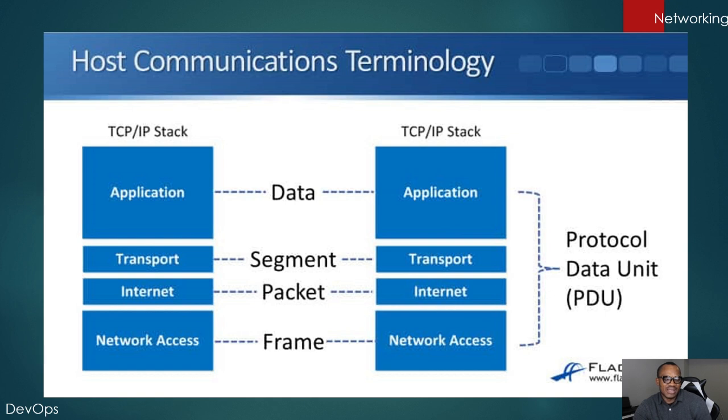At the third layer there is the transport layer, where your data are broken down into segments for transmission. And the topmost layer is the application layer, where your data remains as data, and everything together is called the protocol data unit, the PDU.